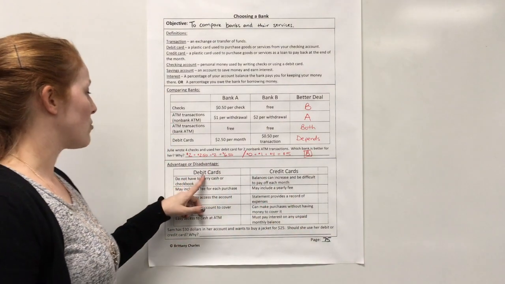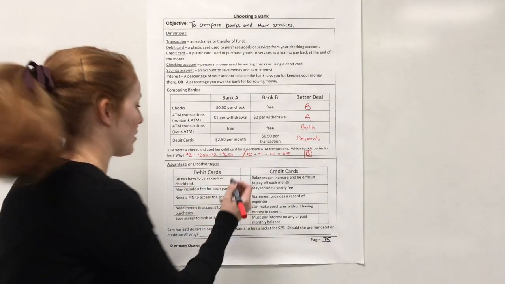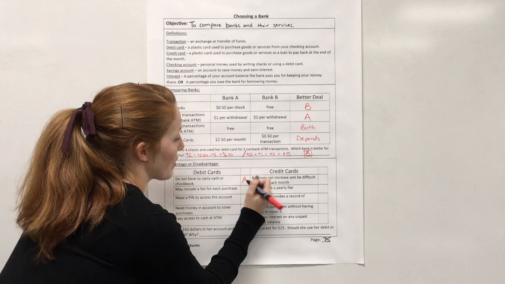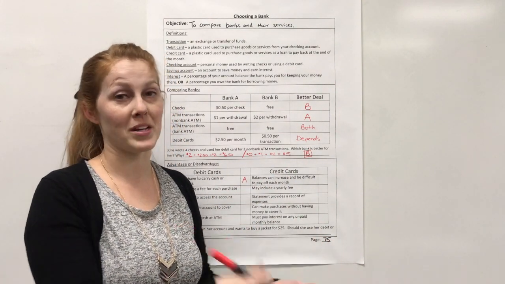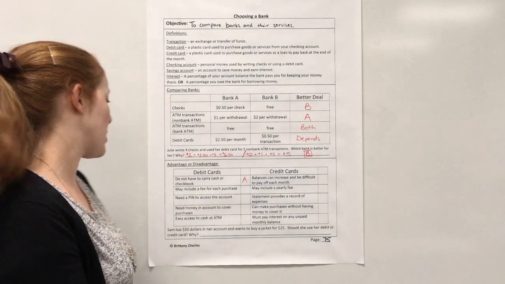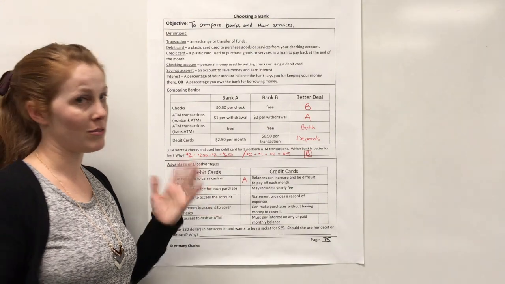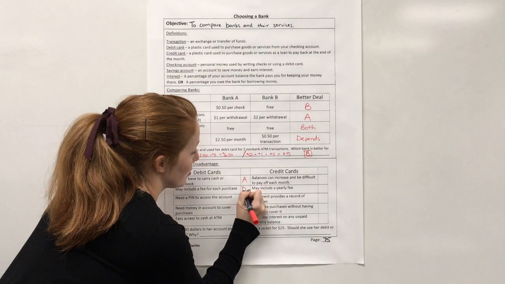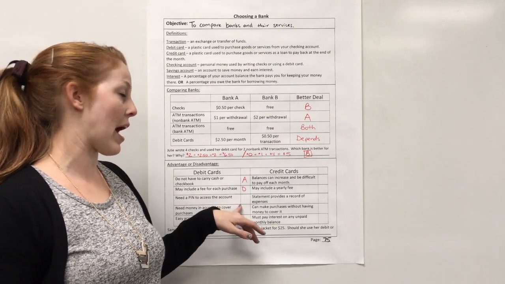Okay, so debit card. Do not have to carry cash or a checkbook. Well, that's an advantage. So if I only have $20 with me and I see something that costs more, I can just buy that with my debit card. I don't have to have the cash on me or a check. Okay, may include a fee for each purchase. Well, that's a disadvantage.